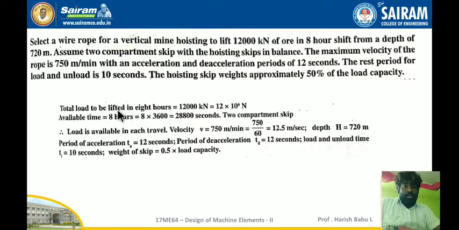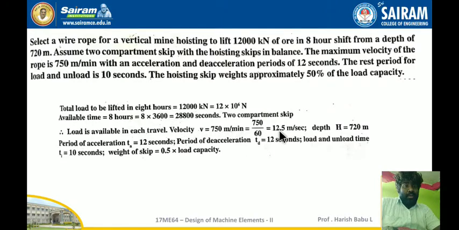The total load to be lifted in 8 hours is 12,000 kilonewtons. So 12 into 10 to the power of 6 newtons I want to consider. The allowable time given is 8 hours, so I want to convert into seconds, 28,800 seconds, with 2 compartment skips. So therefore the load available in each travel, that is velocity V is equal to 750 meter per minute.